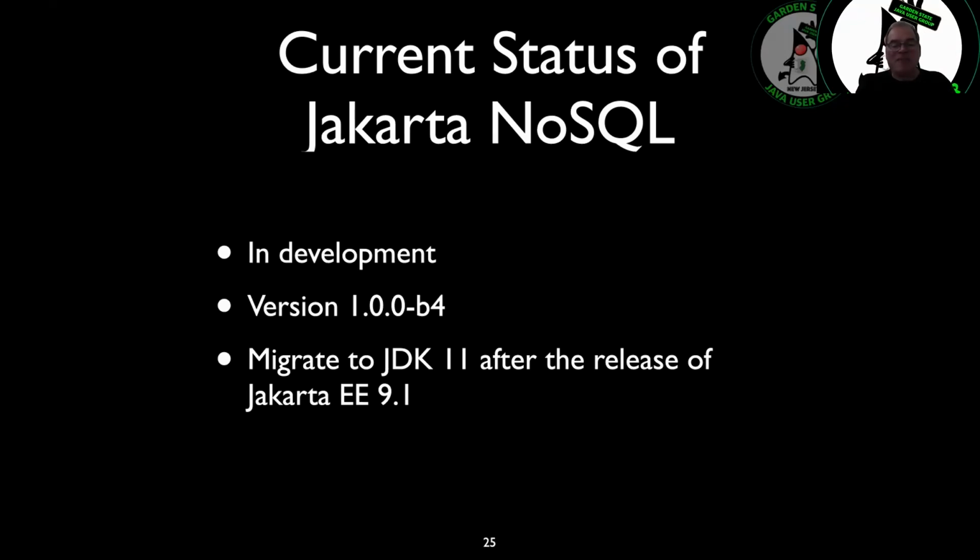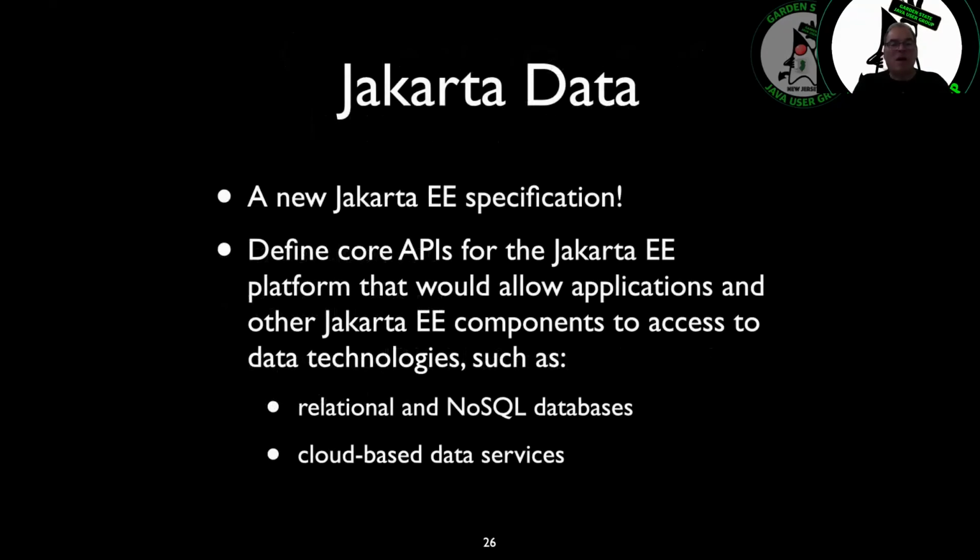And then this should be upgraded. Yeah. So we have migrated to Java 11. I've been using Java 11 in this application. And I mentioned earlier this new specification called Jakarta Data, and basically it defines core APIs for Jakarta EE that would allow applications and other Jakarta EE components to access data technologies such as relational and NoSQL databases and cloud-based data services. So more on that to come. We just got together as a team more recently. We started having meetings on this. The repo is brand new, and so on. So there'll be some work on this for quite some time.